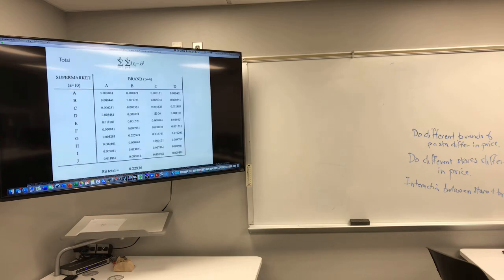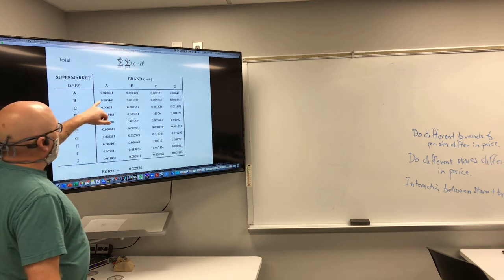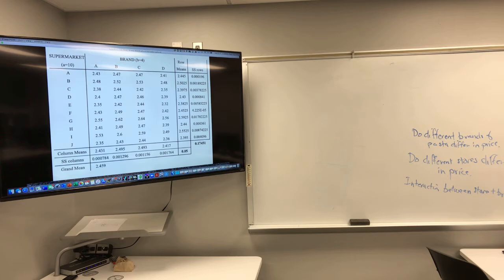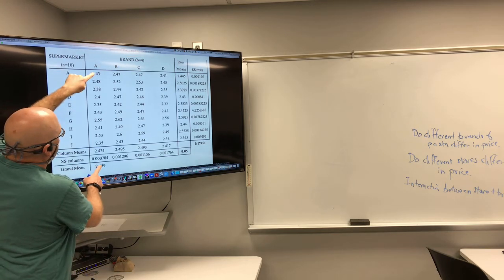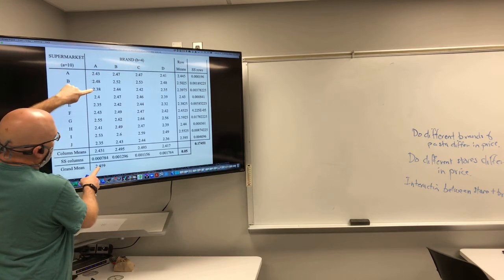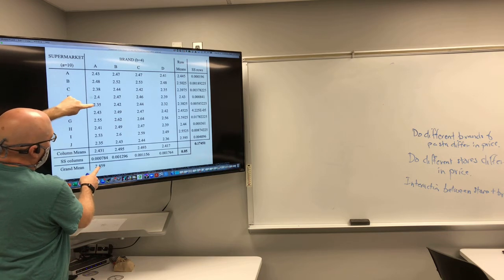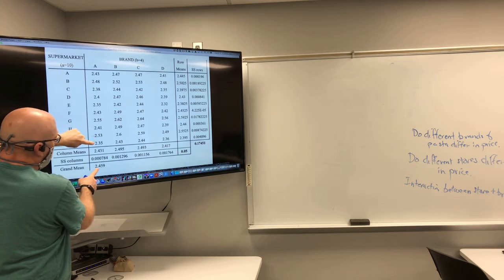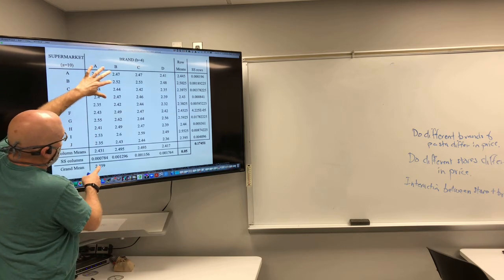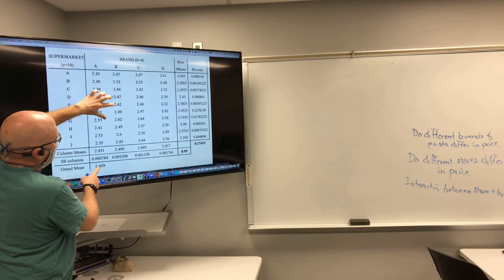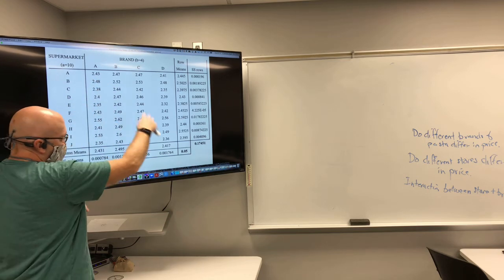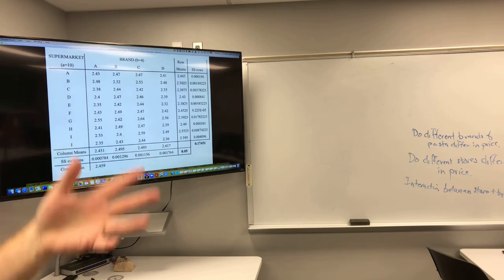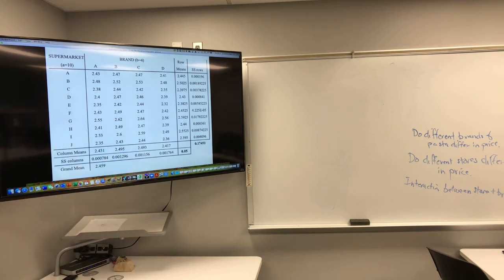Sum of squares total is also really easy to calculate. It's just like you did before: this minus the grand mean squared, plus this minus the grand mean squared, plus this minus the grand mean squared, and so on. Across the whole data set, the value minus the grand mean squared, all added up, is total sums of squares.